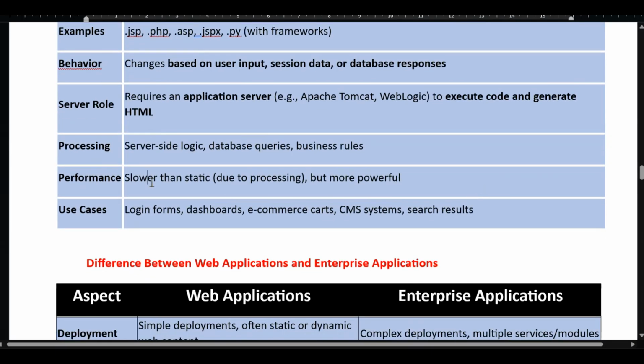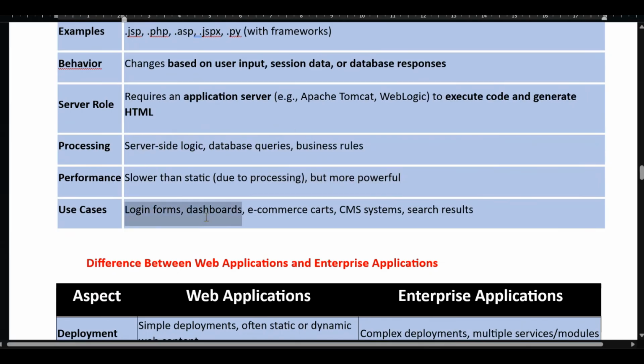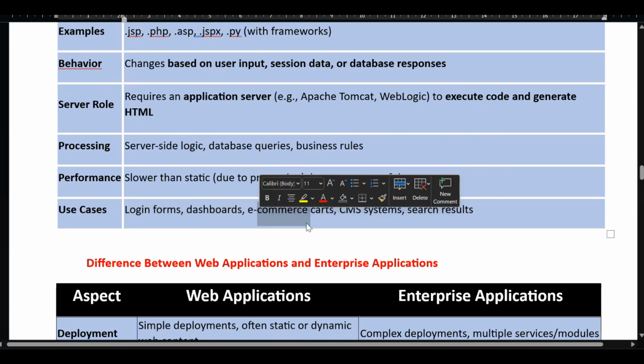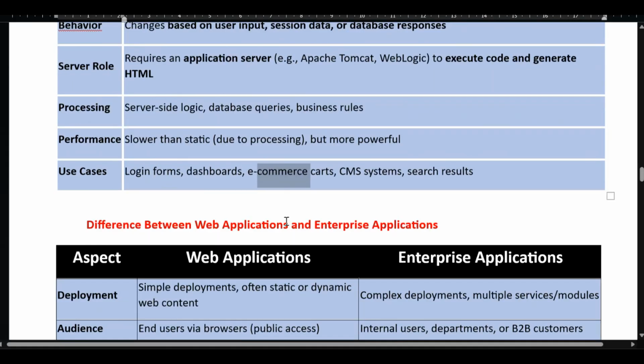And performance, compared to a web server, is slower because it does all this processing, but it is very powerful with lots of features. Examples are login forms, dashboards, e-commerce websites, CMS systems, and search results. These all are real-time data. So this is where dynamic web applications are used.